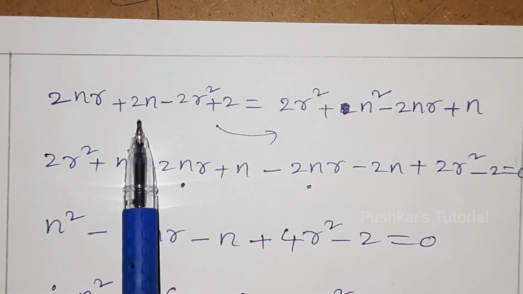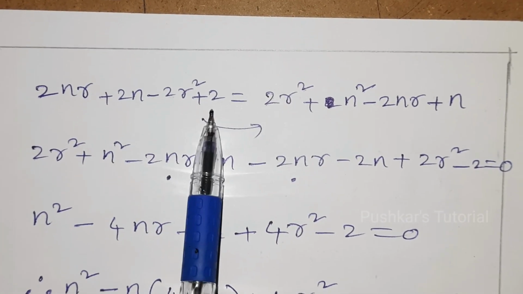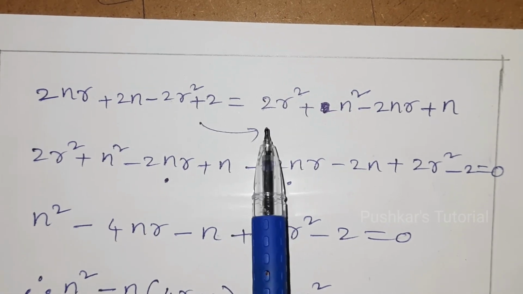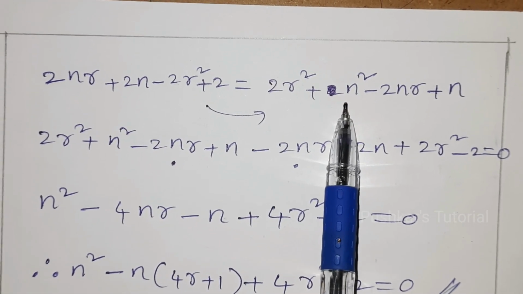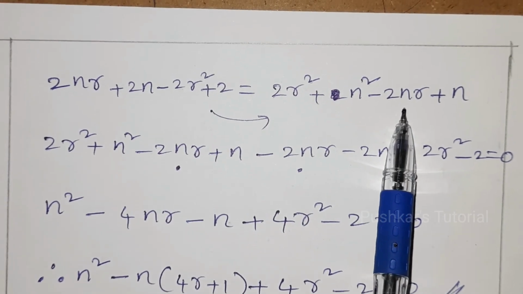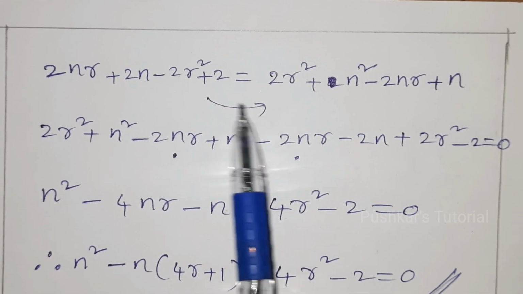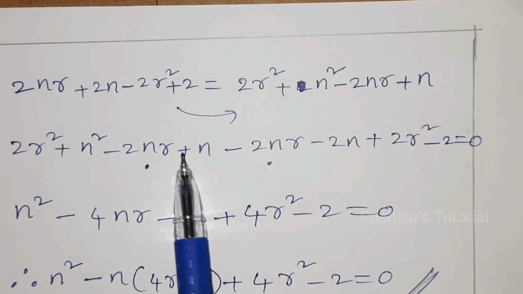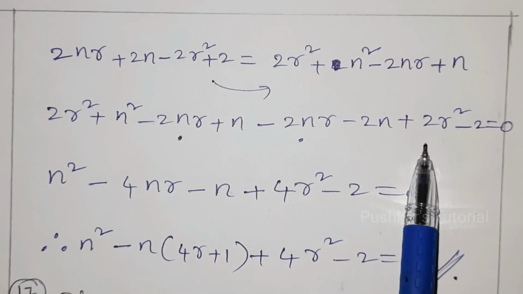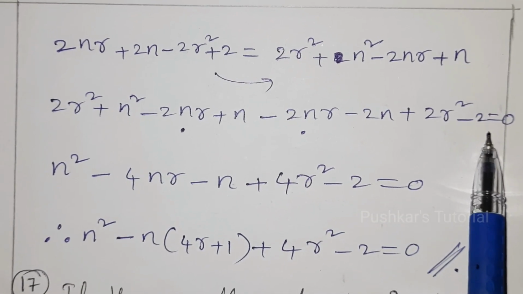We'll get 2nr, 2n minus 2r square plus 2 is equal to r square is 2r square and n square minus nr is minus 2nr plus n. Then take all the terms to the right side. So as it is I written, then plus will become minus, minus will become plus, is equal to 0.